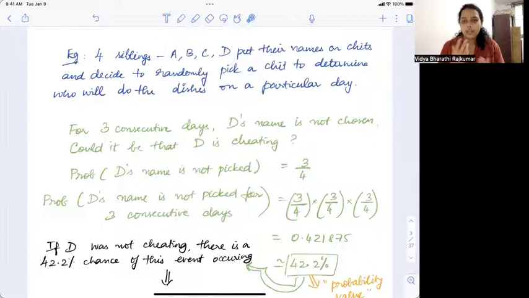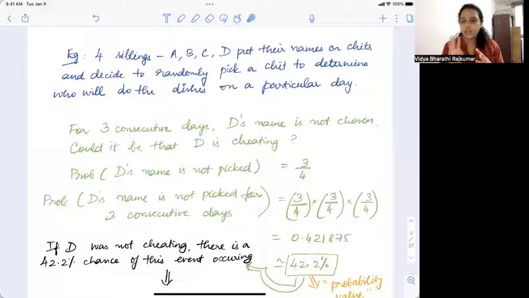Now you could imagine variants of this also. Maybe the computer will throw out a name, that today B needs to do the dishes, or C needs to do the dishes. Essentially, it's a random process which determines who will do the dishes on a day.